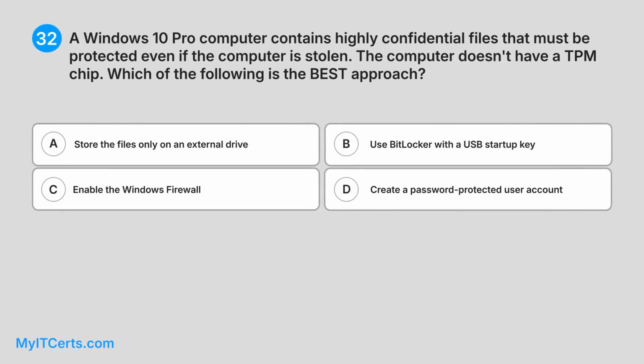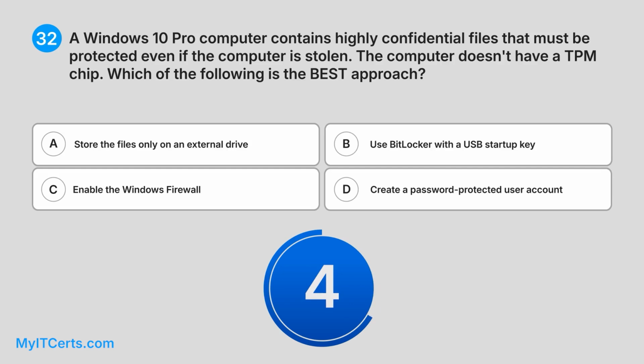32. A Windows 10 Pro computer contains highly confidential files that must be protected, even if the computer is stolen. The computer doesn't have a TPM chip. Which of the following is the best approach? A. Store the files only on an external drive. B. Use BitLocker with a USB startup key. C. Enable the Windows Firewall. D. Create a password-protected user account. Can you guess the answer?